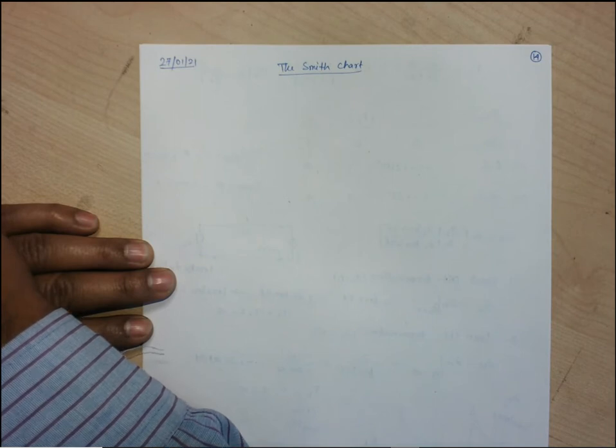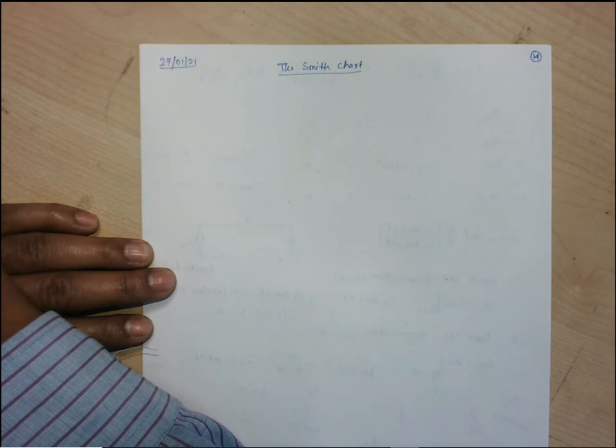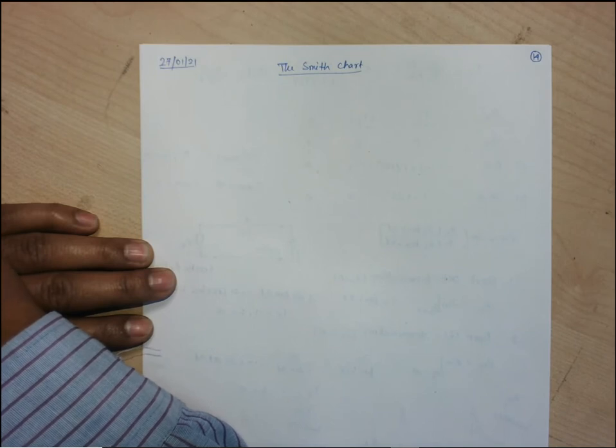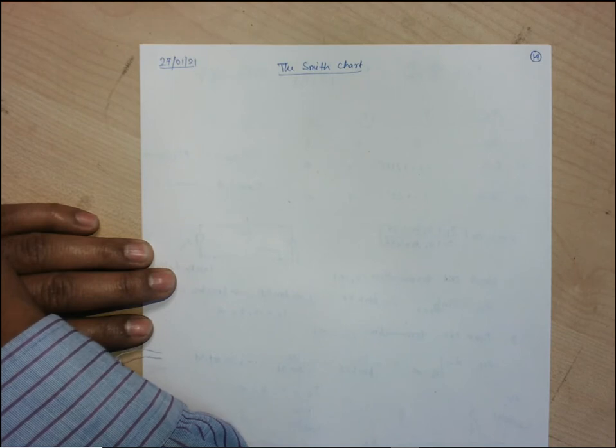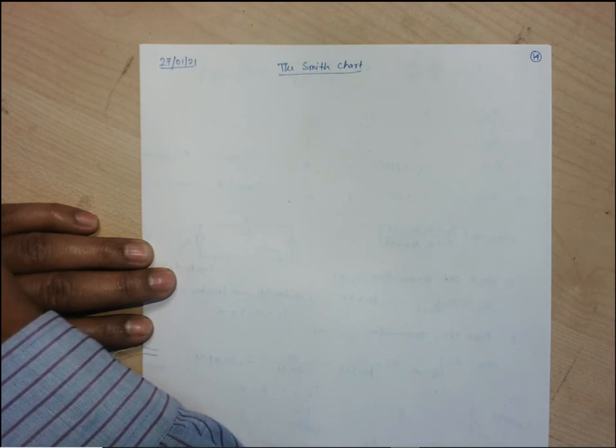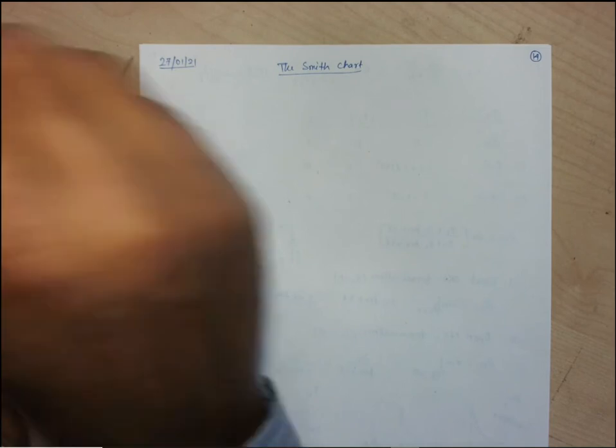This graphical indication will help us find this kind of problem while the line is quite long in length. It was devised by Philip H. Smith in 1939.